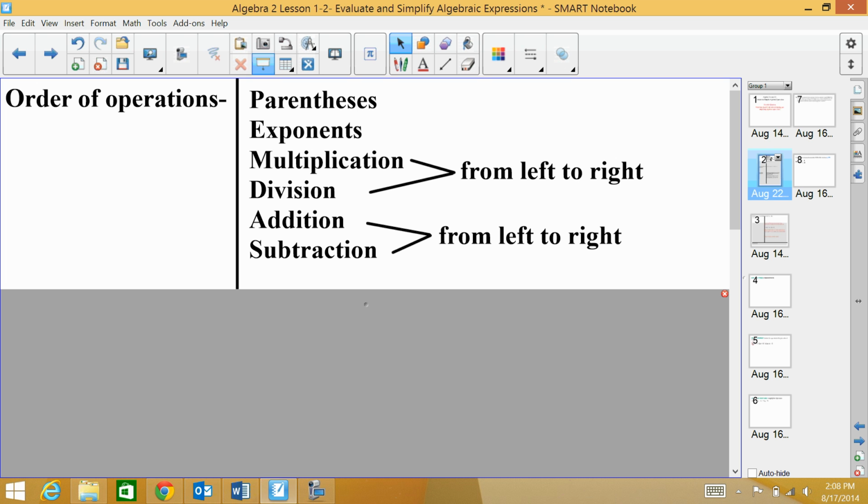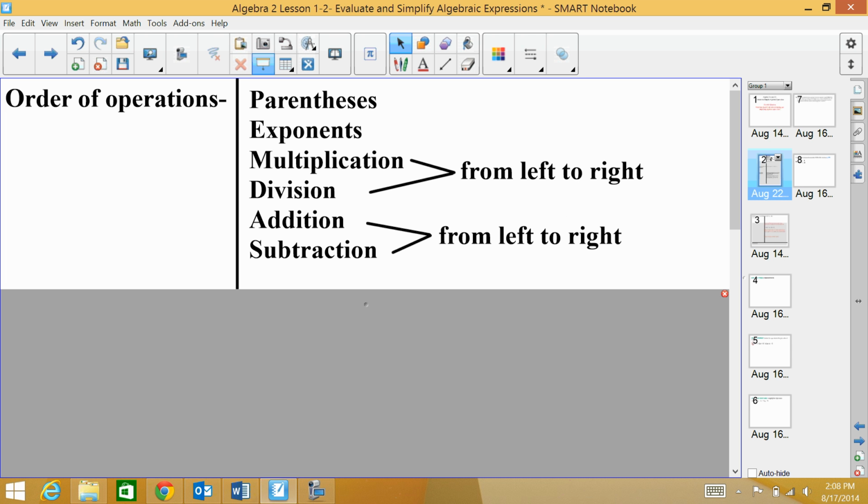Now, first of all, I want to remind you that you always have to follow the order of operations, or PEMDAS, if you remember that, which stands for parentheses, exponents, then multiplication and division. Those you go from left to right. So if the division comes first, that's okay. You just read it from left to right, and that's how you work it out.